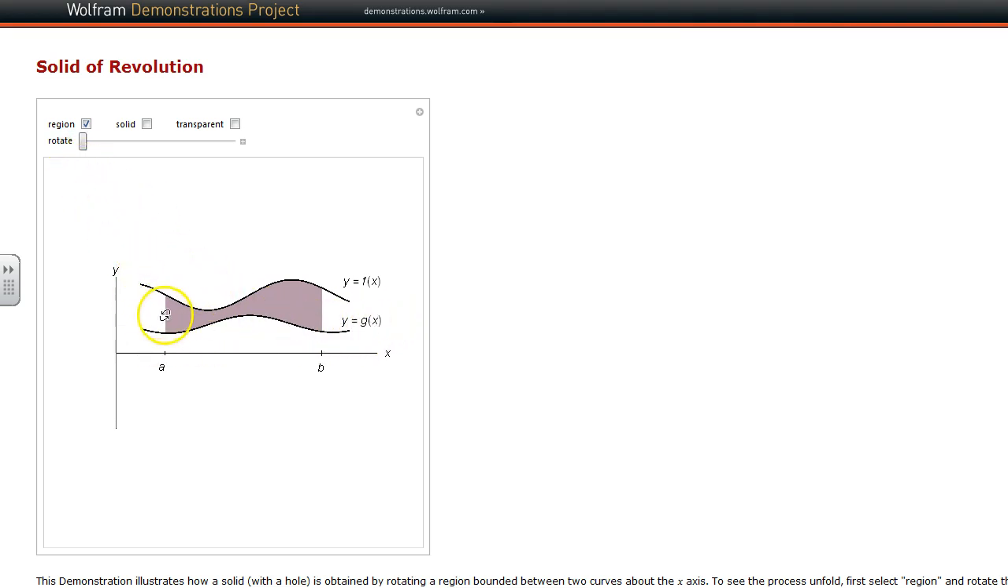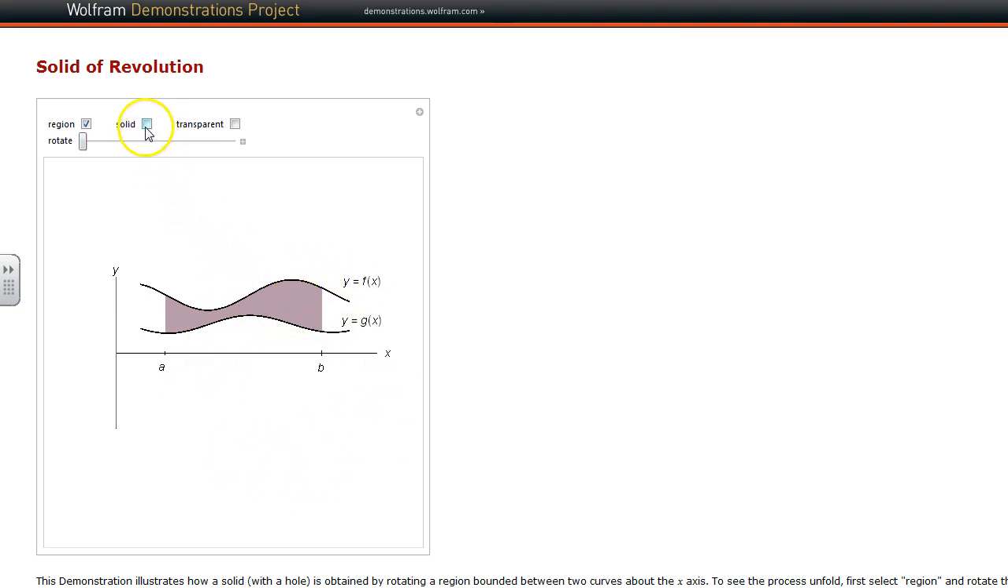Well, what we're going to do here at the beginning of this course is take the area underneath that and rotate it around, in this picture, the x-axis. It could be the y-axis. It doesn't have to be the x or y-axis. It can be any line that we call the axis of revolution, or axis of rotation, and we're going to rotate it around that axis.